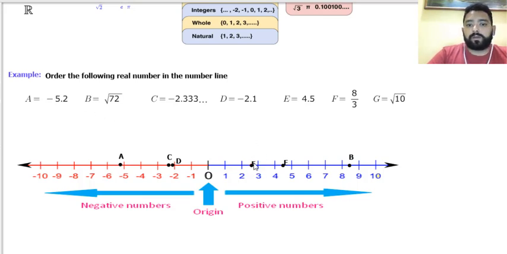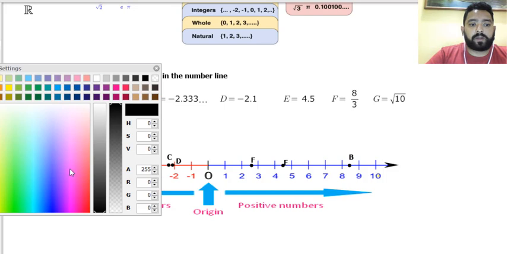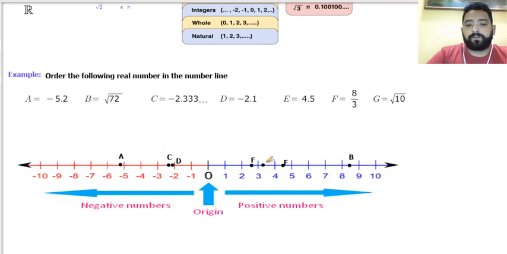Now we are going to continue with the square root of 10. If you calculate the square root of 10 with or without a calculator, you will get an irrational number, approximately 3.16. To locate this irrational number, I'm going to use another color. I'm going to use this one, and it's 3.16. So it's in this position, and you will call this value letter G, because you need to plot this value.